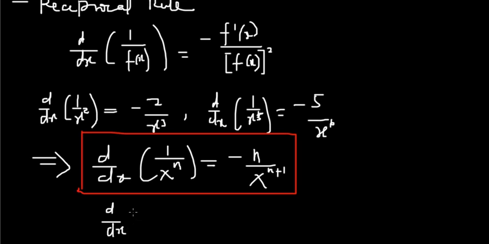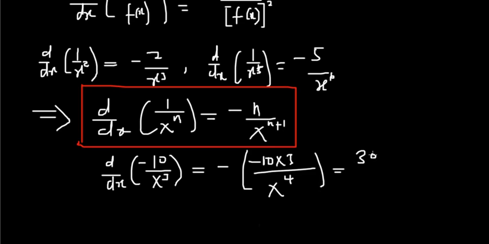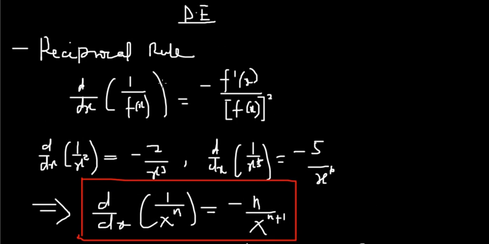Take d/dx of minus 10 divided by x exponent 3. Let's try to solve this problem. As the formula implies, we have a negative sign, and then we have n. n is 3 over here, but you already have minus 10, so we keep the minus 10 and multiply that by the 3. After that, you divide that by x to the power n plus 1. n plus 1 is 4. So this will give us positive 30 over x exponent 4. This is how you go about solving differentiation when it comes to the reciprocal rule.